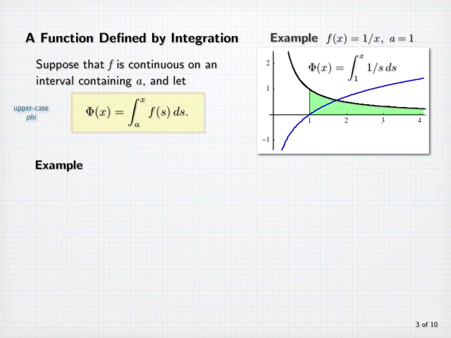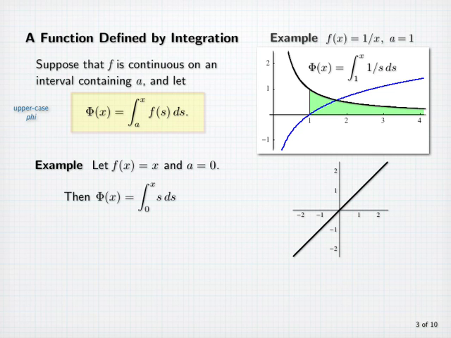Here's another example. Suppose that f of x is equal to x and a is equal to 0. Then phi of x is the integral from 0 to x of s ds. Here's a graph of the function f of x equals x. Now here, notice that if x is less than 0, the integration from 0 to x is from right to left, but the function values there are negative, and so we actually will have a positive value for phi of x when x is negative. So now let's watch this plot of the graph of phi of x as x moves from left to right along the horizontal axis.